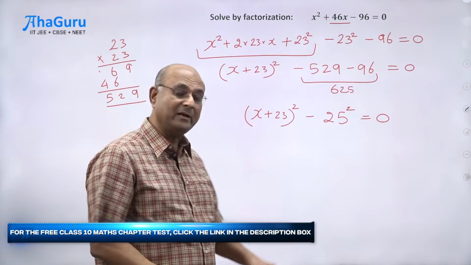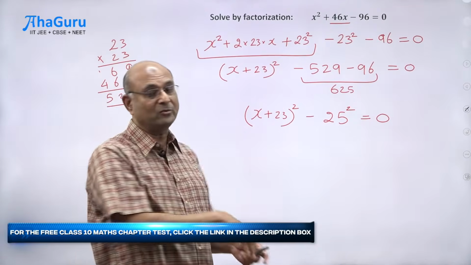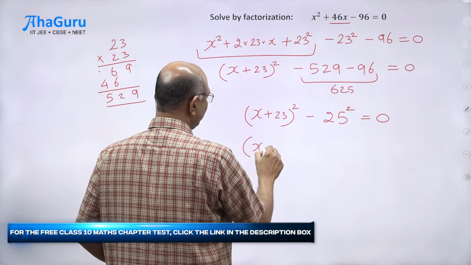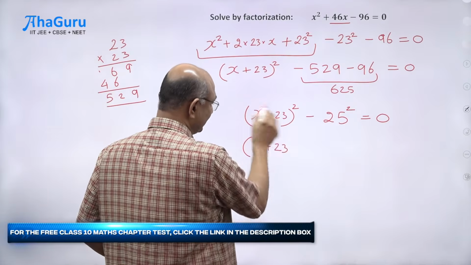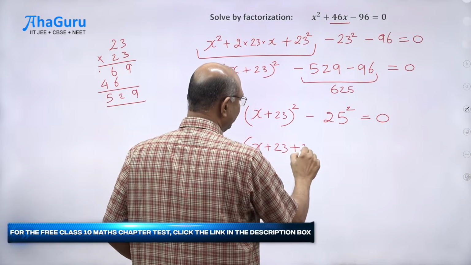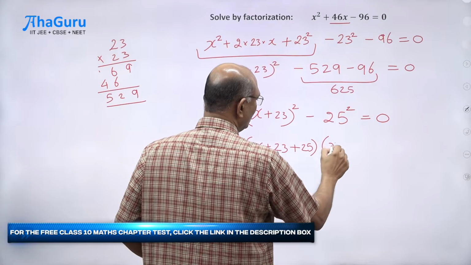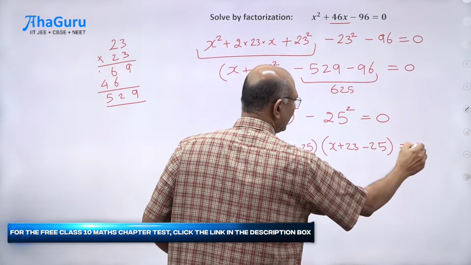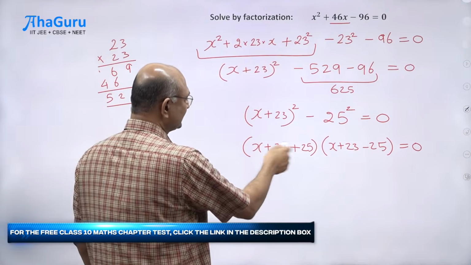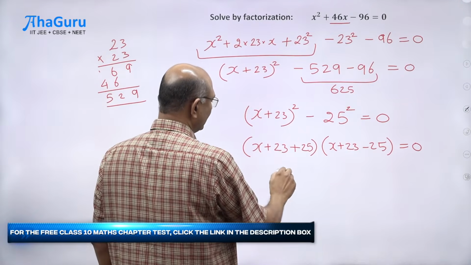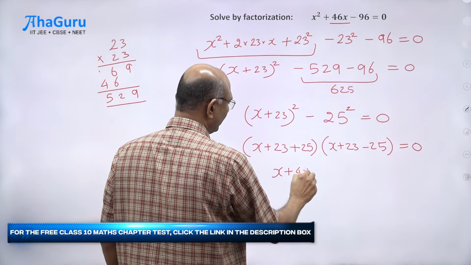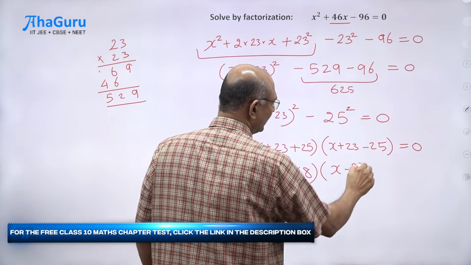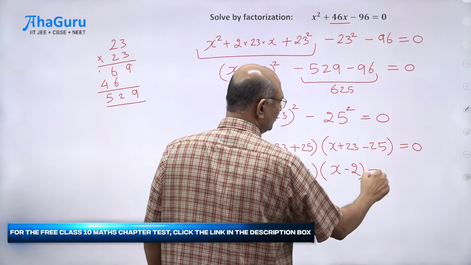A minus b into a plus b, or a plus b into a minus b, whichever way you want to write. So I'm going to write first a plus b. X plus 23, that is a, this itself is a, plus 25, a plus b, into a minus b equal to 0. And so what is this? 23 plus 25 is 48. So x plus 48 into x minus 2, right? 23 minus 25 is minus 2, so x minus 2 equal to 0.